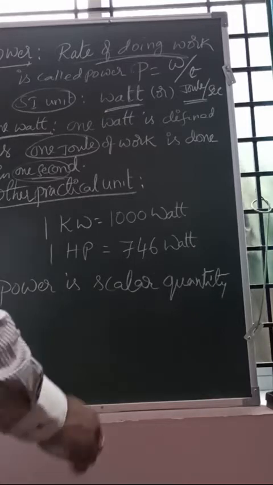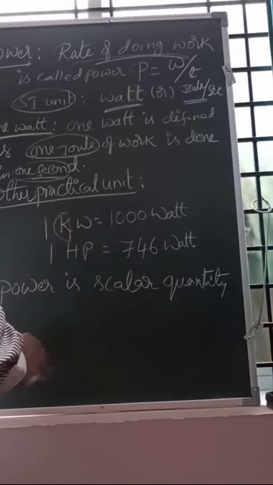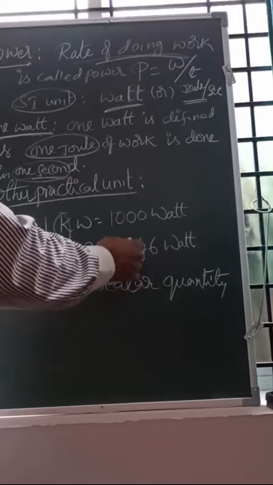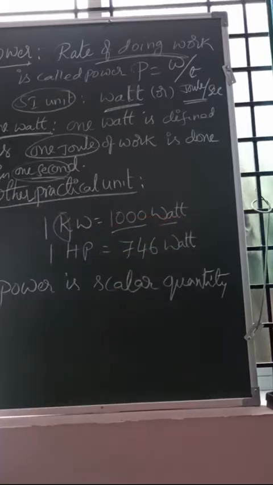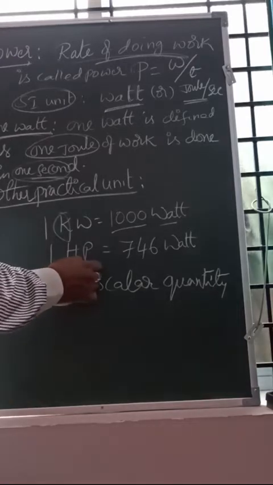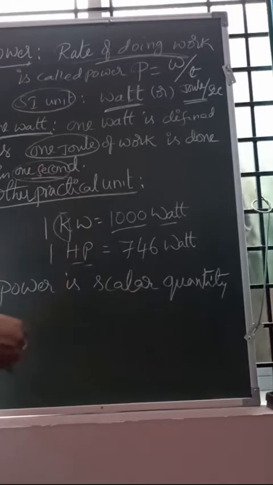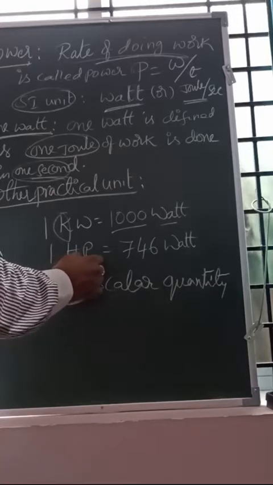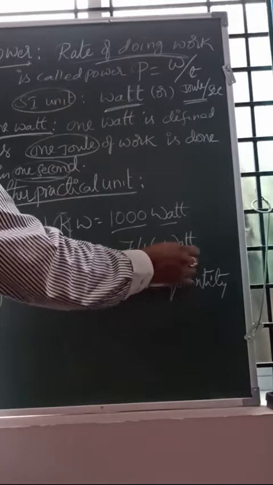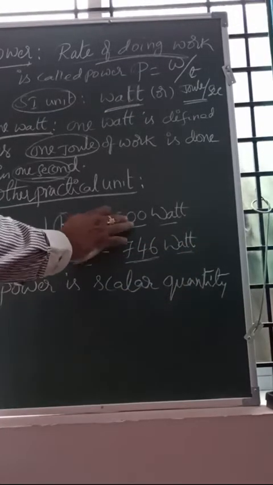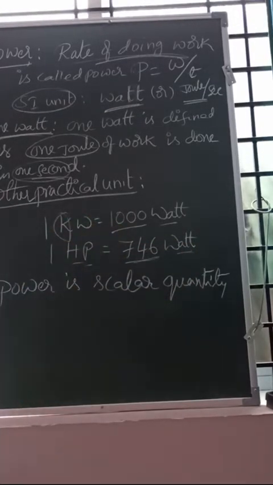Other practical units are 1 kilo. Kilo means 10 power 3 or 1000. So 1000 watt. Clear? 1 kilowatt means 1000 watt. Or 1 HP. And you know what is a HP? Horsepower. In olden days, the power was represented with horsepower. Clear? So 1 HP equals 746 watt. Remember these practical values for one more question.